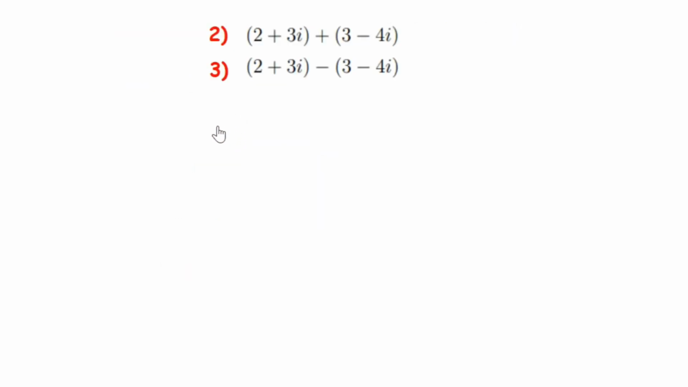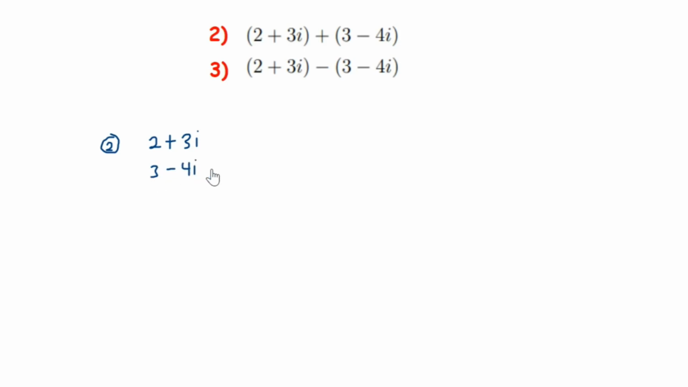With these two examples, we have to first sum up the complex numbers I have on the top. That's for the second question, and for the third question we have to subtract these two complex numbers. So let's look at how we are going to do it. First of all, we are going to take question 2. With question 2, we have to sum up the complex numbers 2 plus 3i and then 3 minus 4i.